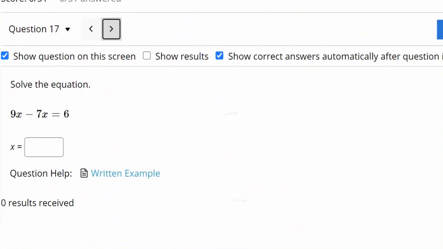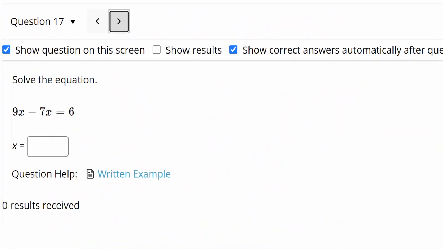Know too that these will be the questions that you will be doing for homework, so it's in your best interest to pay attention. This one is pretty similar to the one we just did in the example. I'm just going to write it out over here: 9x minus 7x is equal to 6. I'm going to collect those like terms. I want to combine these into just 1x that I need to solve for.